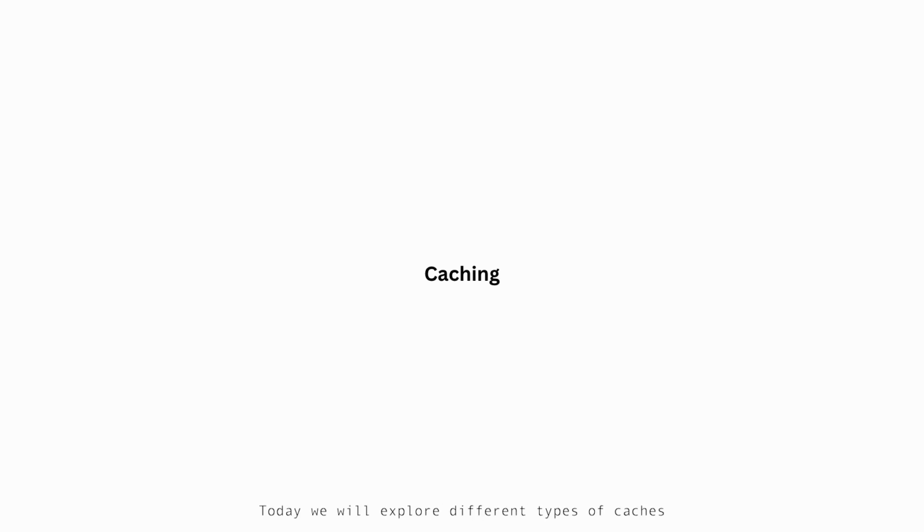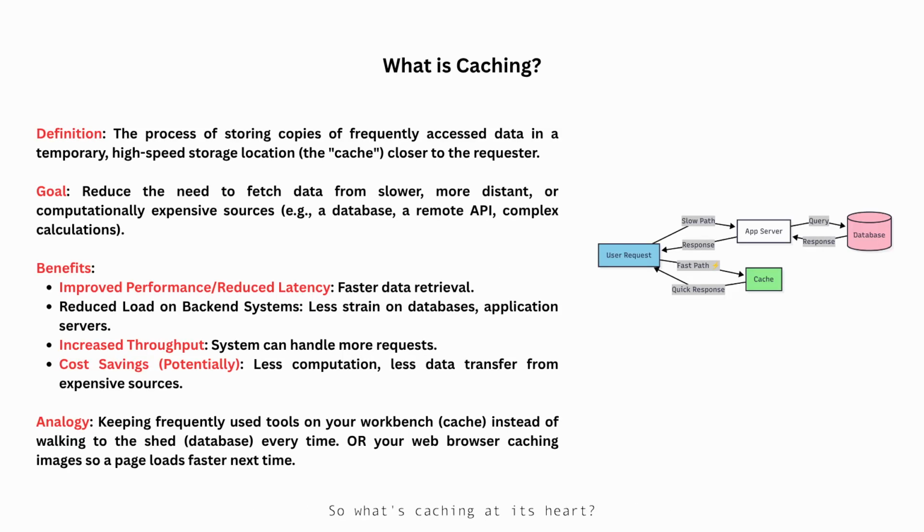Today we will explore different types of caches, where they live, and how they decide what to keep and what to throw out. So what's caching at its heart? It's all about storing copies of frequently accessed data in a temporary, super fast storage location, which is what we call cache. The idea is to keep data much closer to where it is needed.